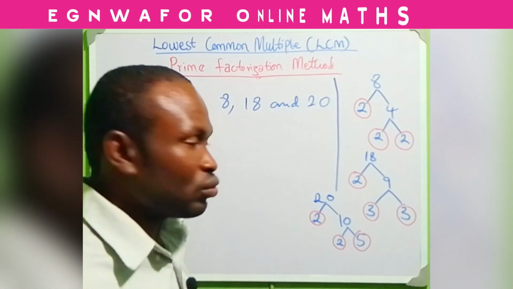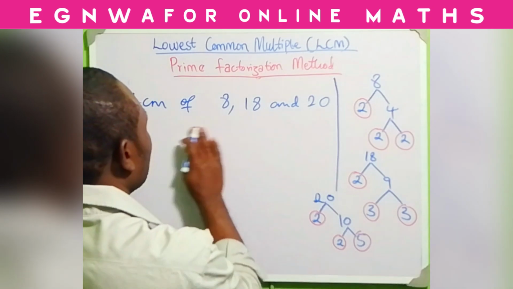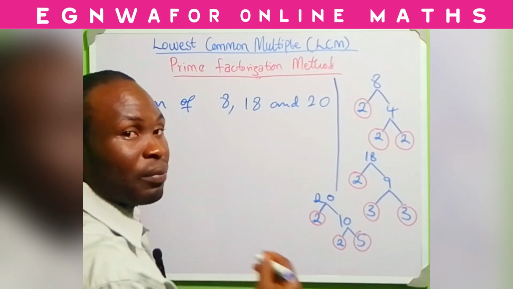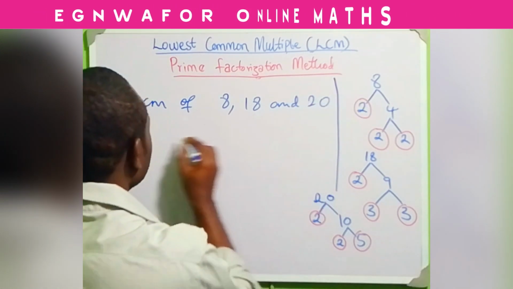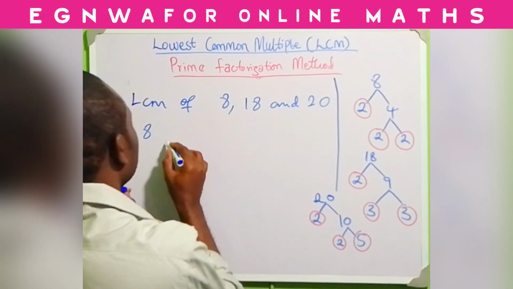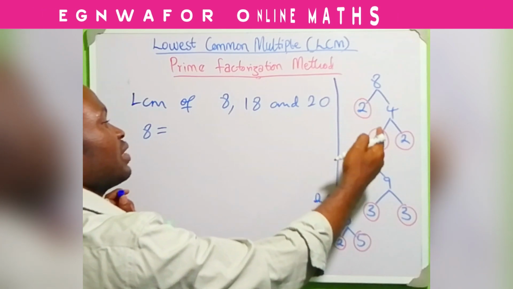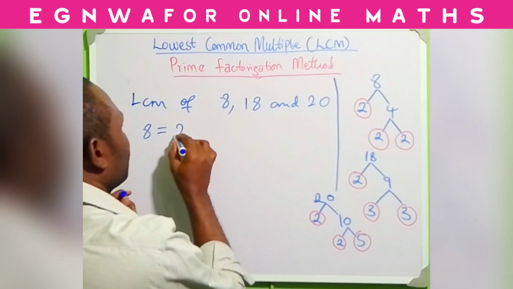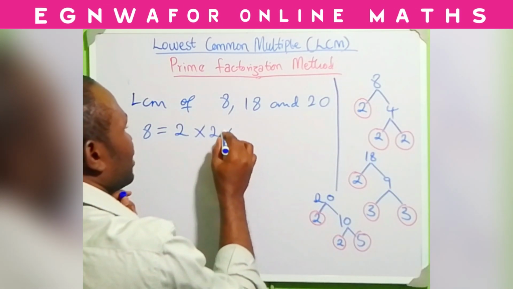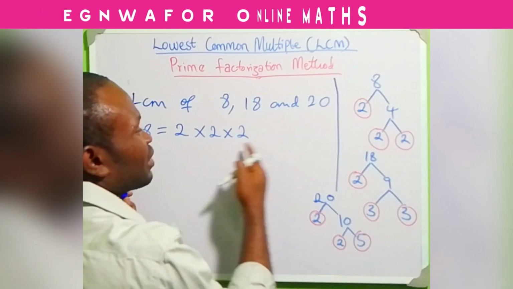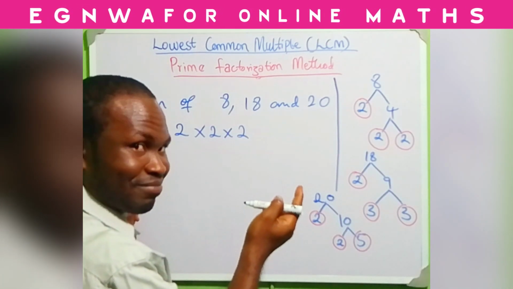Now, see what we will do. Each of these numbers, we will list their prime factors. We get 8. Our 8 is here like this, and it is equal to 2 times 2 times 2. Remember, 2 times 2 times 2. That is 8, is it not so?